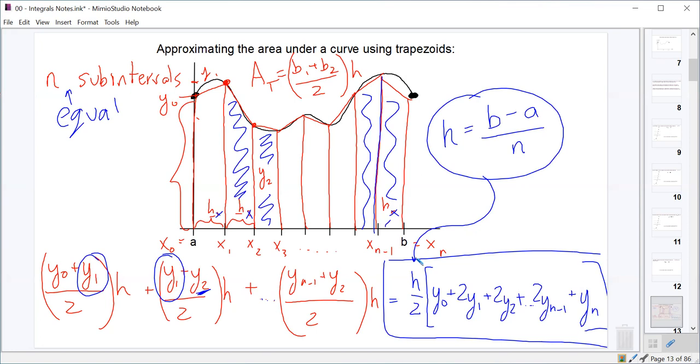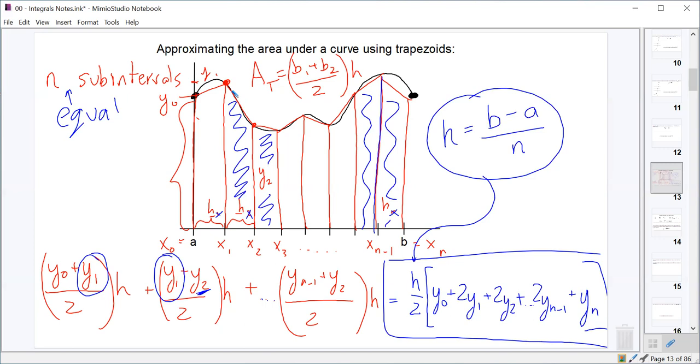Now, a few other things that we're going to note here really quickly is that when our function was concave down, as in on this interval right here, we can see that that trapezoid is underestimating the true value of the function.